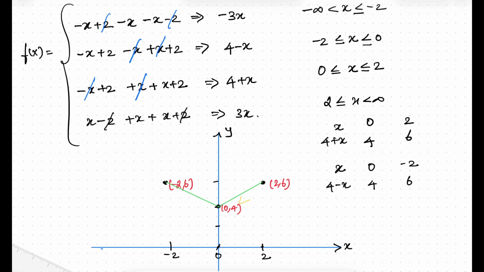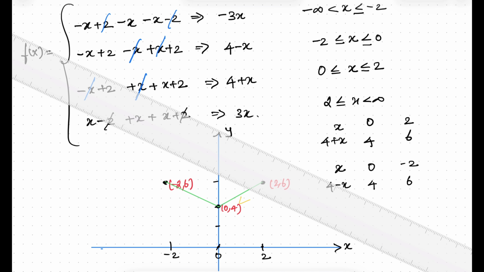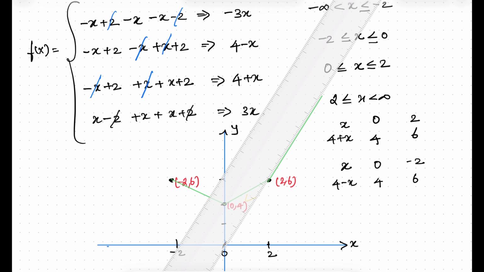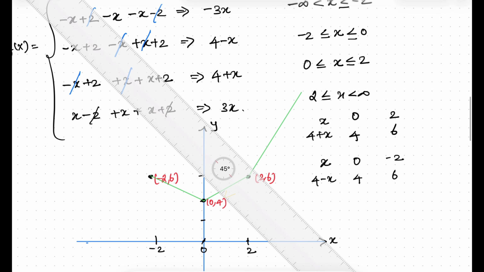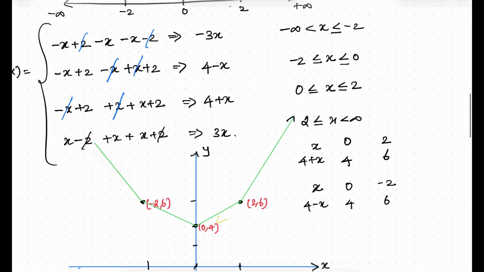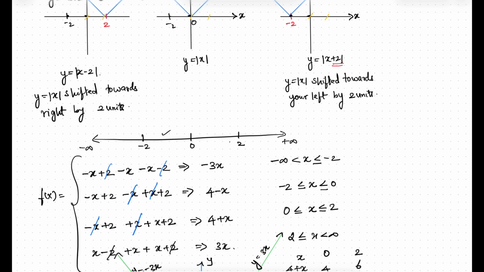We'll have to draw y equals 3x. So 3x can be drawn easily. It is simply a straight line with an angle of inclination of 45 degrees. So the 3x curve would be something like this. As you can see, you have y equal to 3x over here, y equal to minus 3x over here, y equal to 4 plus x over here, and y equal to 4 minus x. So once you have an understanding of the graph, you can solve these kinds of graphs in seconds.